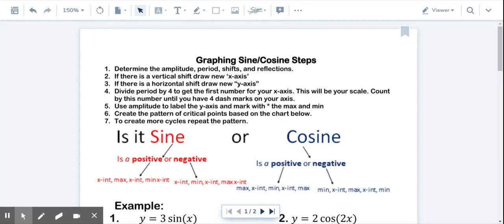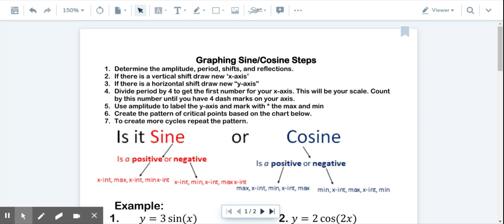So the first step here is determine the amplitude, period, shifts, and reflection. So this is what you just took your last quiz on. I would encourage you to go back to that quiz, see the corrections I made on OneNote. That way you know if you got something wrong. I'm also going to review that step as we go through some examples. Steps 2 and 3 is if we have shifts. So in this video, I am not going to be showing any examples of shifts. That'll be saved for the next video. We're going to start nice and basic.